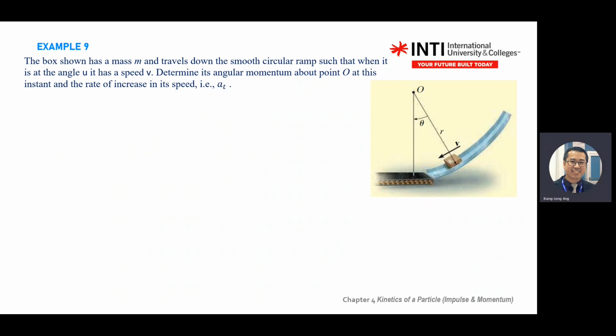Then you calculate what is a_n. a_n equals v squared over rho. What is a_t? a_t equals v dot, right? Okay, same here. You're given the R and theta and the velocity of the parcel. So for the box, you're given the mass and given the smooth circular ramp. The words circular ramp and smooth mean you don't need to consider friction.